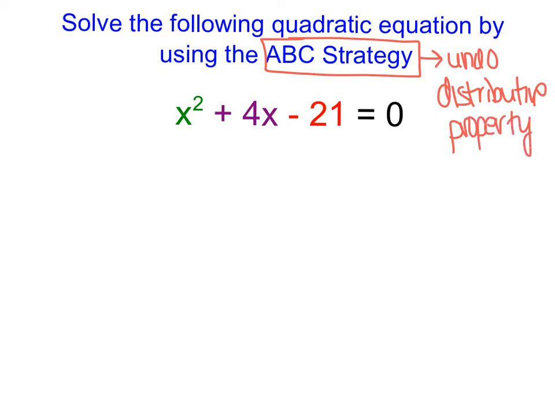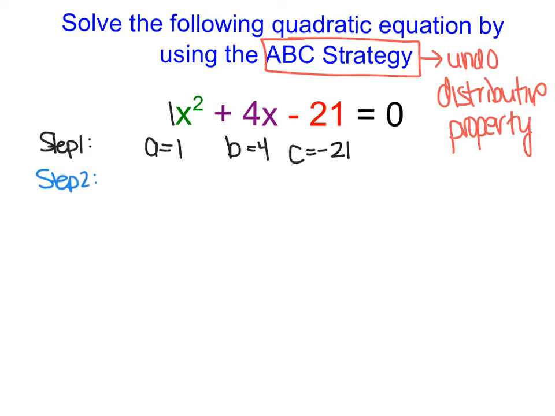So what we start off doing here, and if you need little steps written out, I'll try to write those out for you. Step 1 is to find a, b, and c. So we're going to find a is equal to 1, b is equal to 4, and c is equal to a negative 21. So that's our first step, find a, b, and c. Then, step 2, we would find a times c, which in this case is a negative 21, and our b value, which is equal to 4.